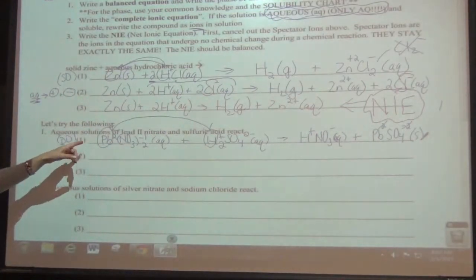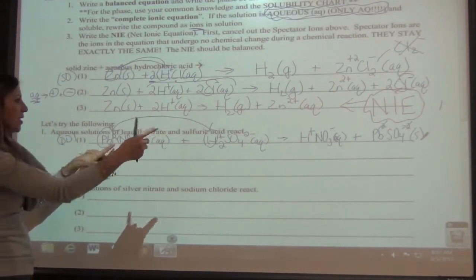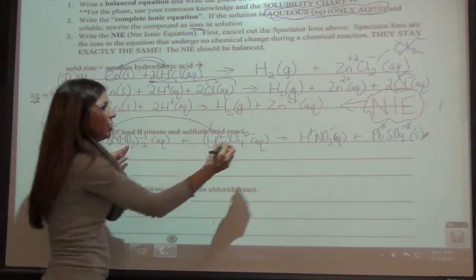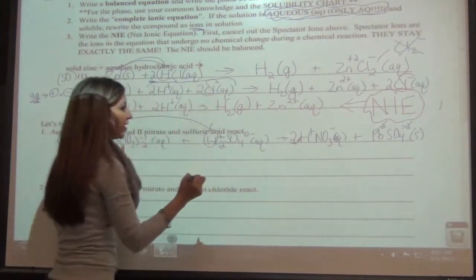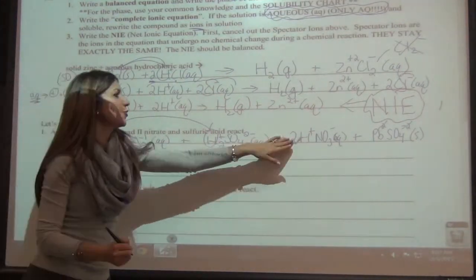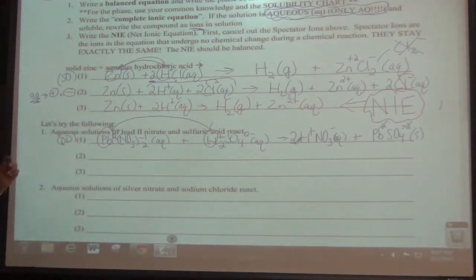And then let's balance it. So we've got 1 Pb, 2 NO3s. So I need a 2 in front of there. And then 2 H's, 2 H's, 1 SO4, 1 SO4. We're all set now.